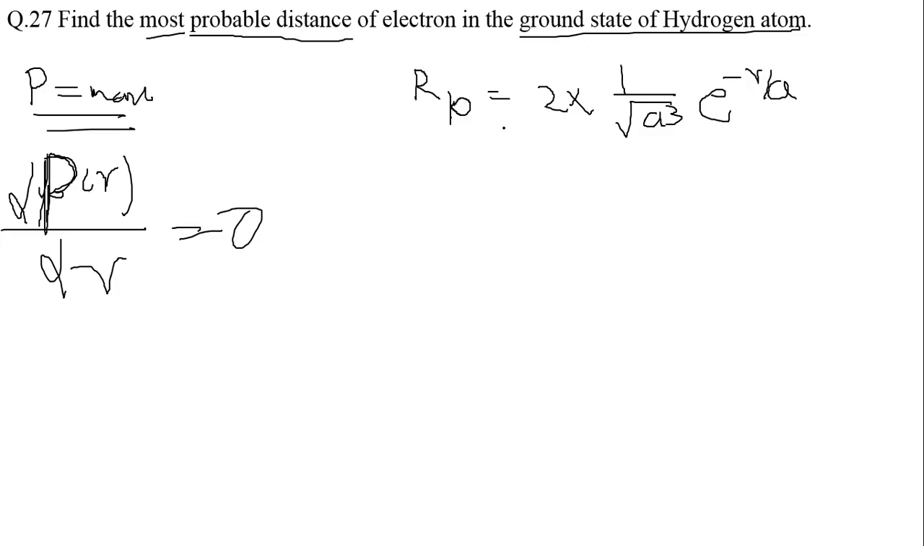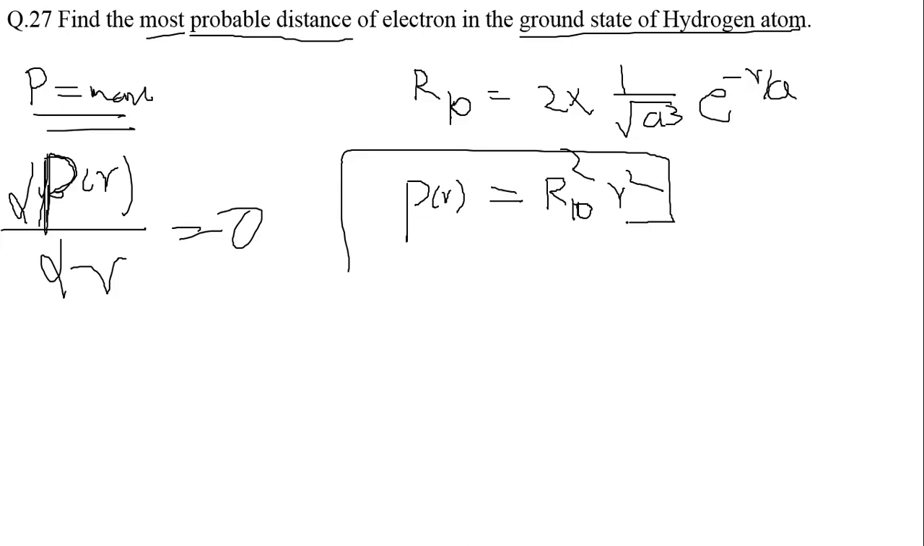And we know the probability density P(r) is given by R10 square into r square. This is the probability density of the electron in the ground state.